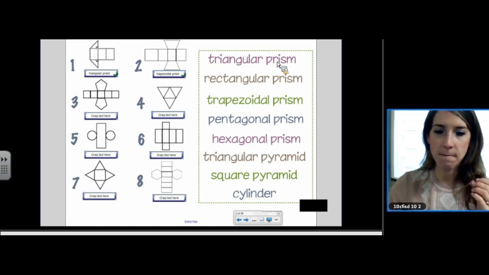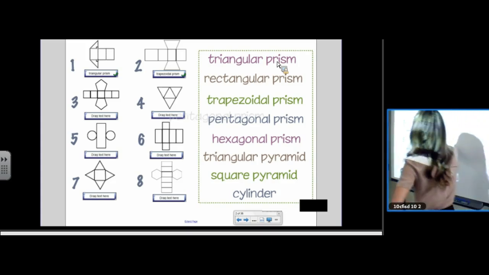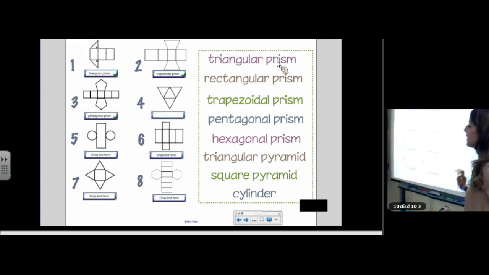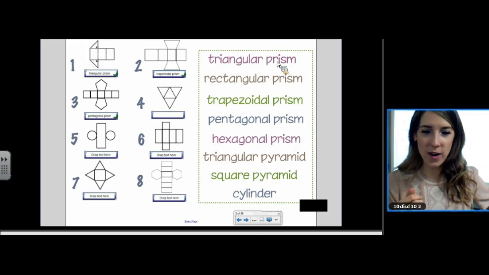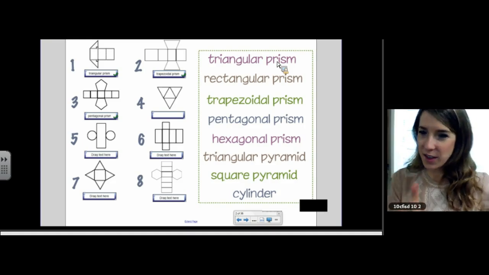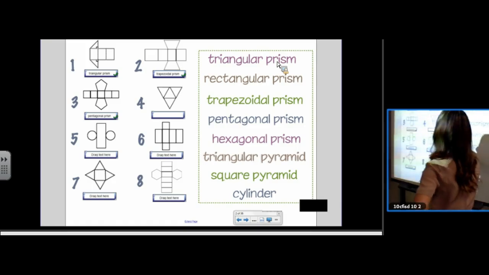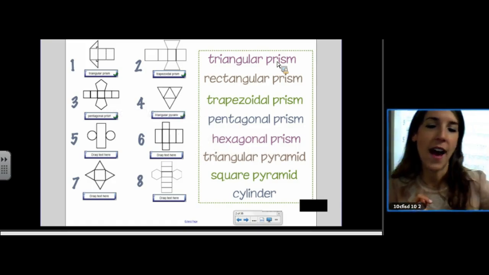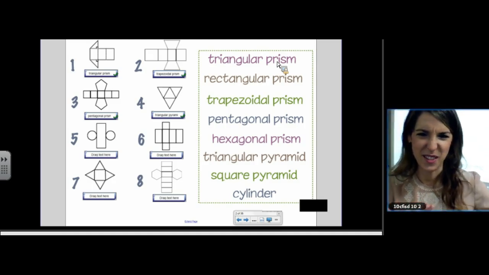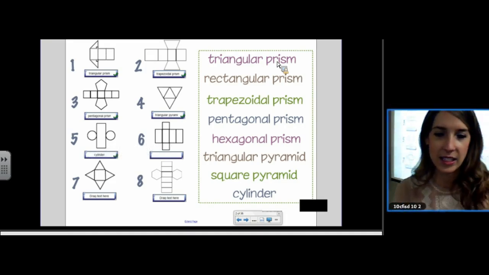Number 3, the way to say that one is pentagonal prism. Okay, number 4. Good, we're switching gears a little bit. Number 4 is not a prism. It's a triangular pyramid. Number 5, easiest one, right? It doesn't have 2 words. It's the only one that doesn't have 2 words. It is a cylinder.